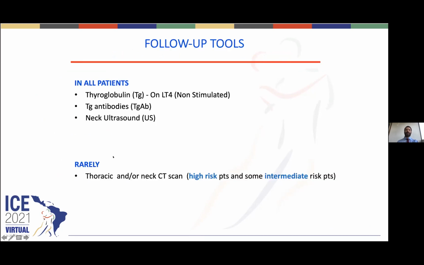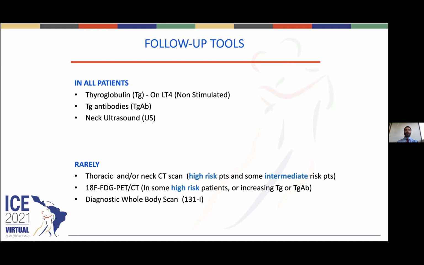Other imaging will be done rarely, and some indications for doing it are the following. We could use thoracic or neck CT scan in patients with high risk of recurrence and in some patients with intermediate risk of recurrence. Fluorodeoxyglucose PET CT scan should be done in some high-risk patients or in patients who have increasing thyroglobulin or thyroglobulin antibodies, and in which this increase is relevant.